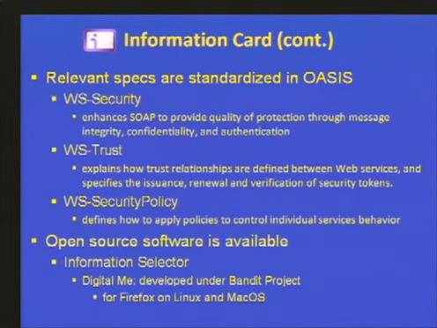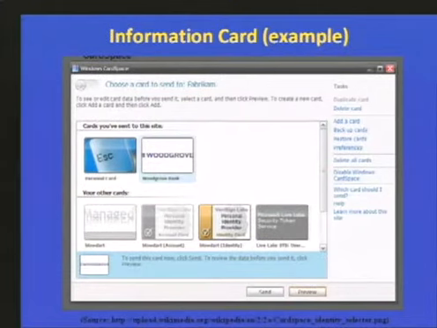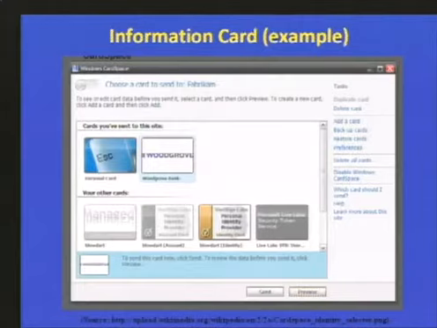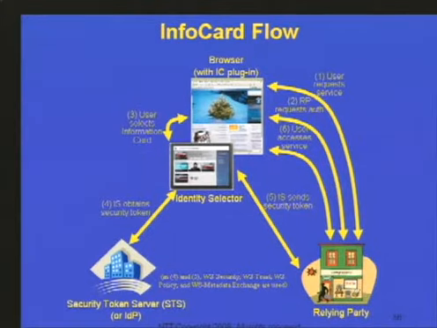So this is a little bit detailed, but by the way, open source software is available, so you can use an identity selector even in a Unix environment. Also Mac too. And maybe I'm gonna skip this, but this is a flow of information card.